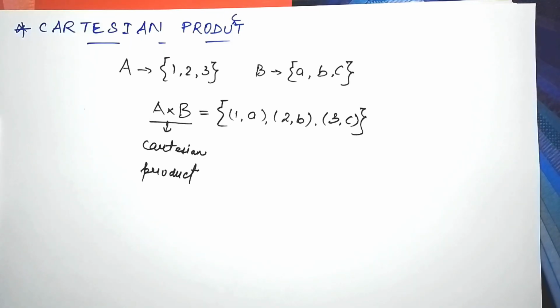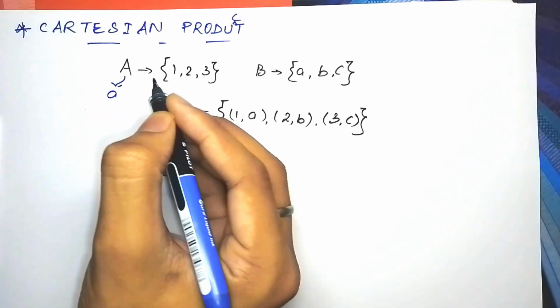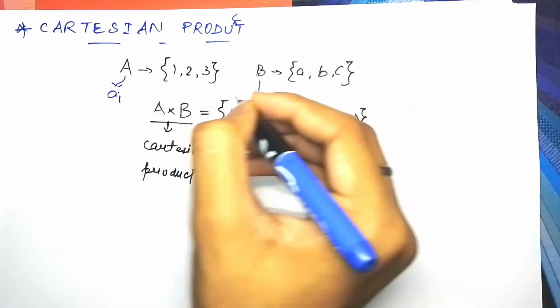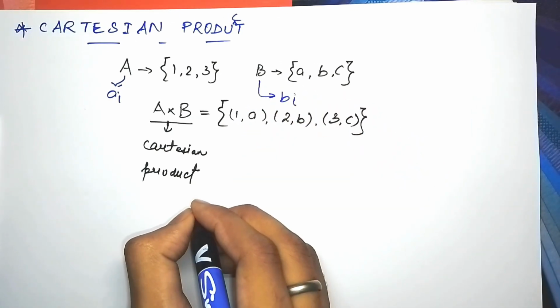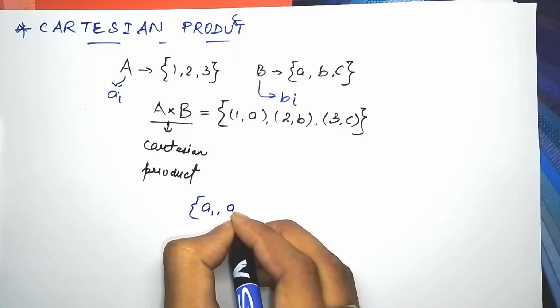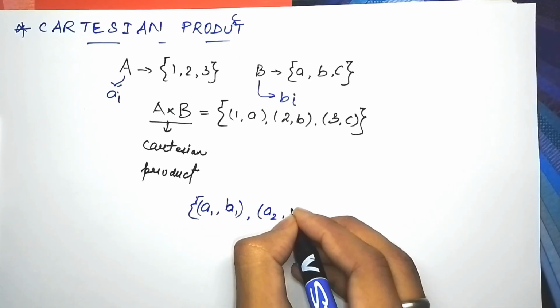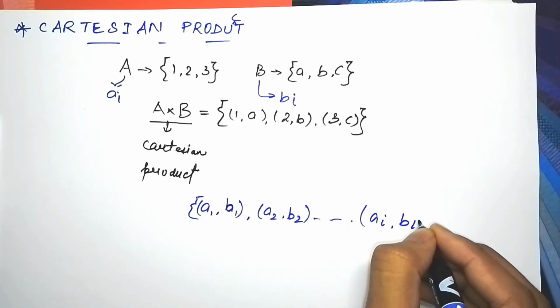Now to generalize this, let's consider Ai some ith element of A and Bi some ith element of B. So when you write the Cartesian product, you have to write something like this, A1 along with B1, now A2 along with B2 till Ai along with Bi.